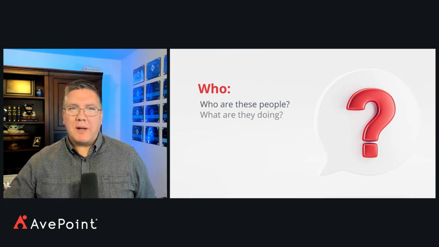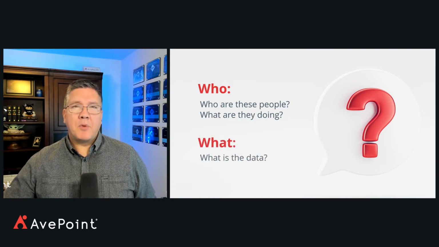Part of the problem that we're trying to solve is that Microsoft 365 out of the box makes it difficult to stitch together the story of who has access to what. In addition, it is a challenge to monitor access and permission sharing activities. So the first question is all about who. Who are these people? What are they doing? The second question is about what. What is the data? What is the sensitivity of the data?